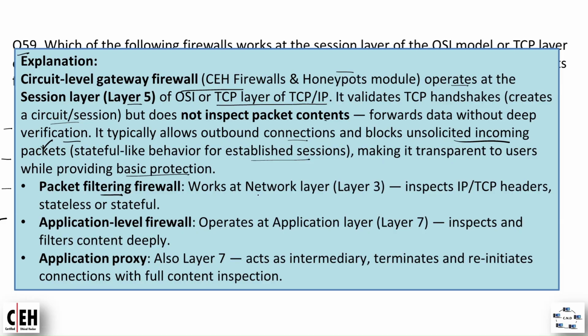Packet filtering firewall works at the network layer, that is layer 3. It inspects IP and TCP headers and may be stateless or stateful. Application layer firewall operates at the application layer, that is layer 7. It inspects and filters content deeply. While application proxy is also layer 7 and acts as an intermediary, it terminates and reinitiates the connection with full content inspection.